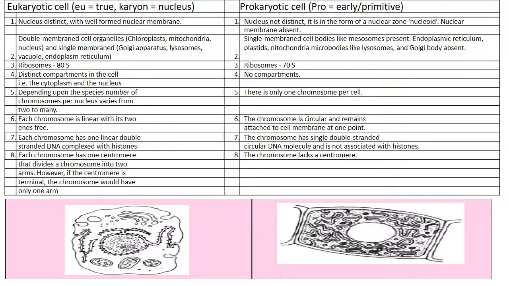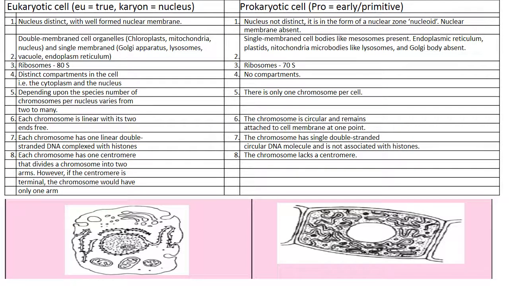In prokaryotes, there are no compartments. In eukaryotes, there are distinct compartments in the cell like cytoplasm and the nucleus. In prokaryotes, there is only 1 chromosome per cell in circular form. In eukaryotes, it depends upon species. The number of chromosomes per nucleus varies from 2 to many, and here chromosomes are in linear form except in mitochondria and chloroplast.